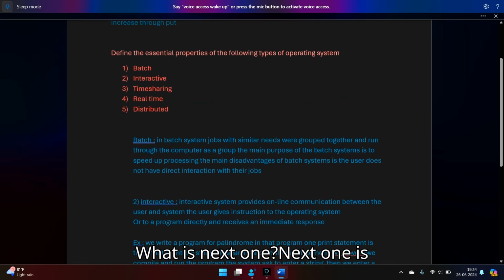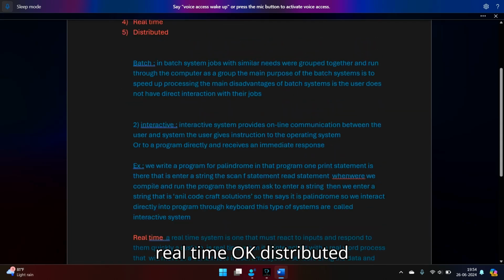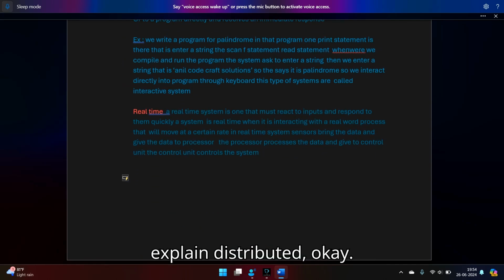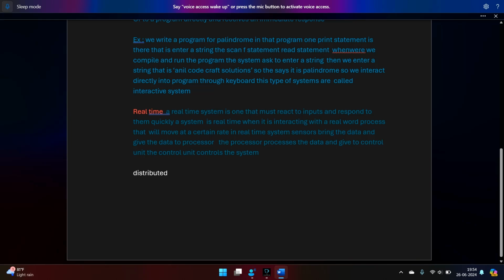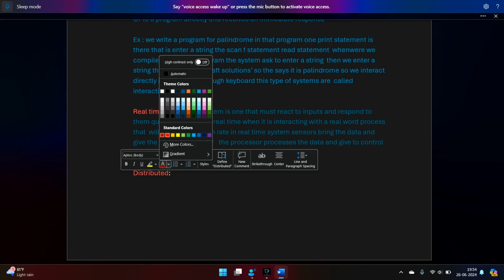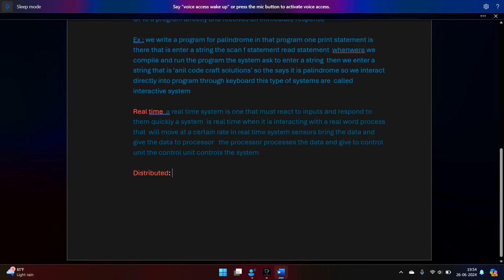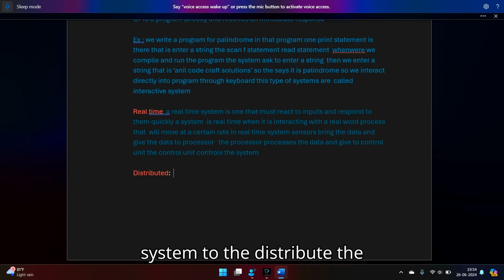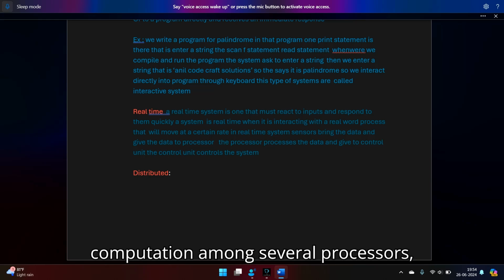Next one is distributed. I will explain distributed. What is distributed? The main criteria of a distributed system is to distribute the computation among several processors.